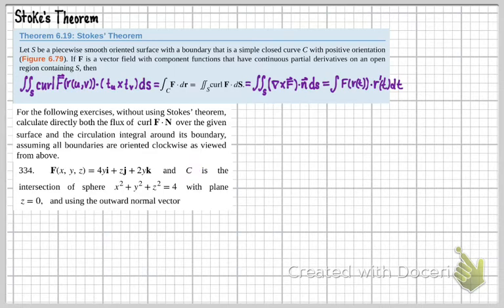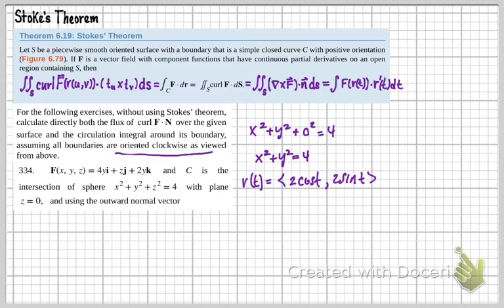Now, C is the intersection of the plane and the sphere. So if I take this equation here, x squared plus y squared plus z squared, and plug in 0 for z, I end up with x squared plus y squared equals 4. So this is really the circle of radius 2. So where my mind goes right away for my r(t) is in the direction of polar, because since my radius is 2, I'm going to write 2 cos t, 2 sin t.